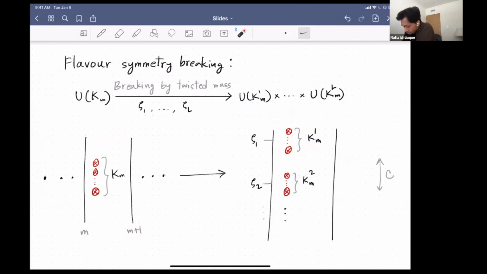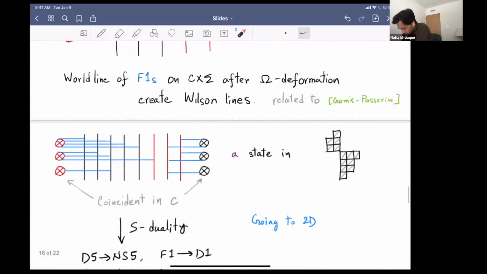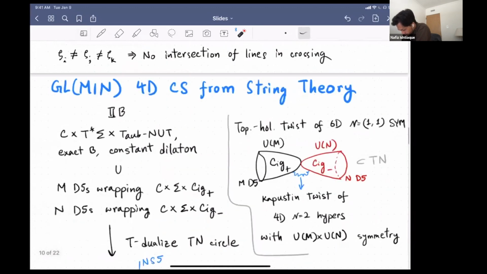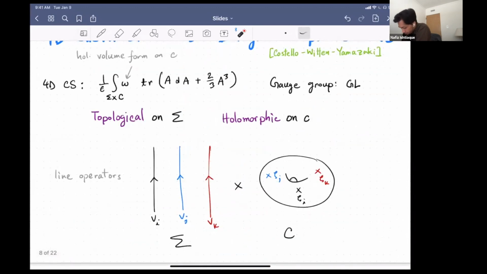So in this picture, the inhomogeneities are locations of the D4 branes in the holomorphic direction. Or in some earlier picture, the inhomogeneities would be locations of these line operators in 4D Chern-Simons in the holomorphic direction.